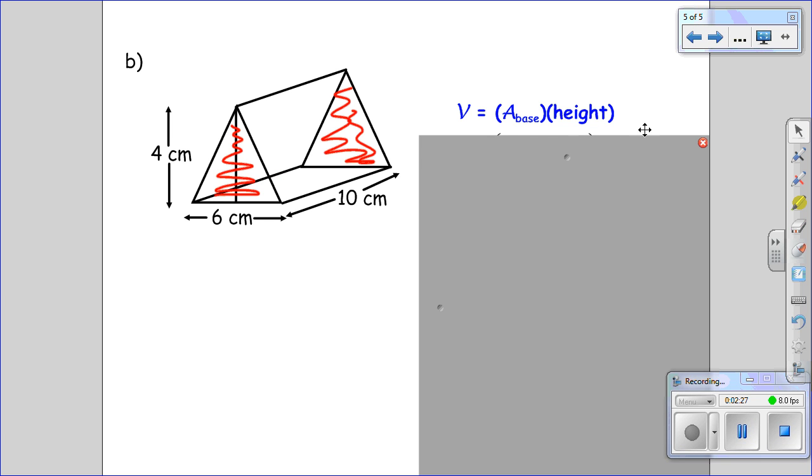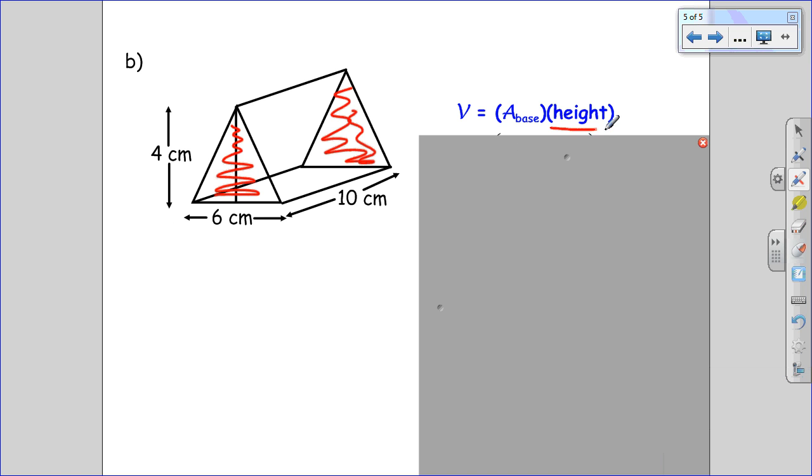In part B, we see we have a triangular-based prism. Even though it's not sitting on the triangular basis, we see two identical shapes joined together. Again, the formula is the area of the base multiplied by the height. Now for a triangle, that would be 1/2 base times height. In this case, the base is 6 and the height is being shown as 4 centimeters. The height you see in this equation is the height of the prism.